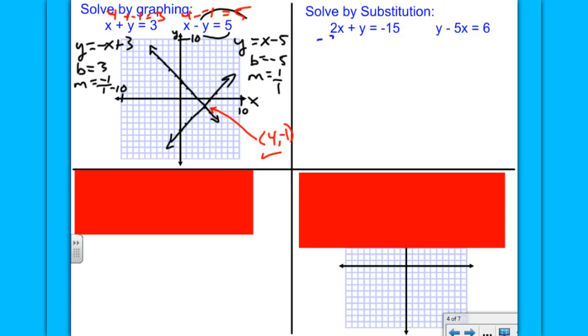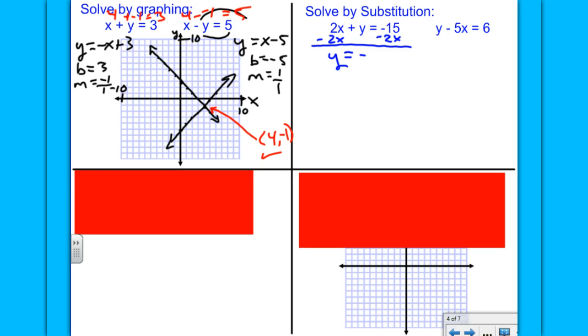Minus 2x. And why did you choose to isolate y? So it would be in this form. It would just make it easier. Also, y right now has what coefficient? What number in front of there? 1. So it's the easiest one to isolate. You could isolate x. Okay?